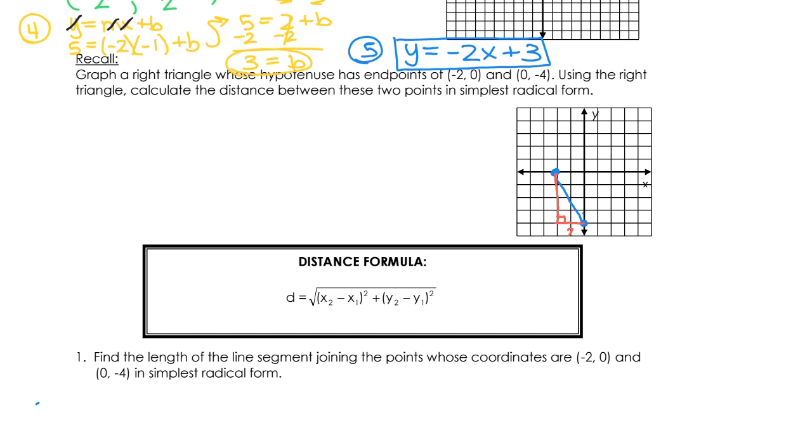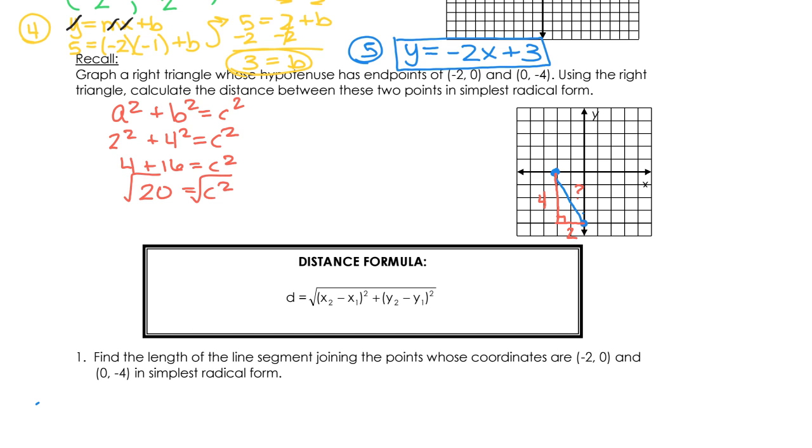So you can see the bottom of my right triangle has a length of 2, and this leg of my right triangle has a length of 4. And my hypotenuse is the length of the line segment between the 2 points that I plotted. In order to find the third side of a right triangle, we can use a squared plus b squared equals c squared. So we got 2 squared plus 4 squared equals my hypotenuse squared. 2 squared is 4. 4 squared is 16. 4 and 16 make 20.